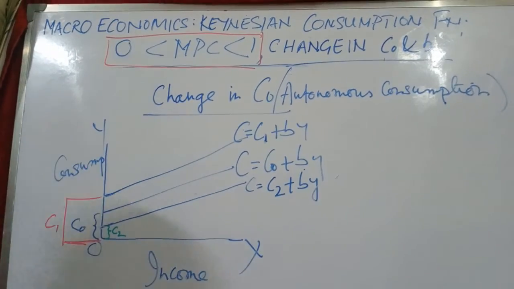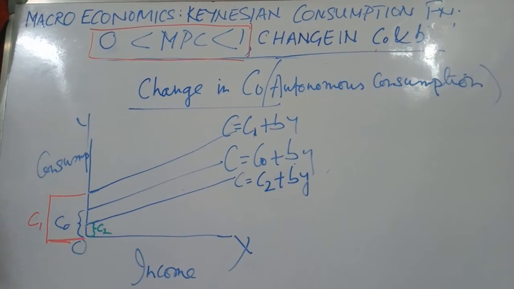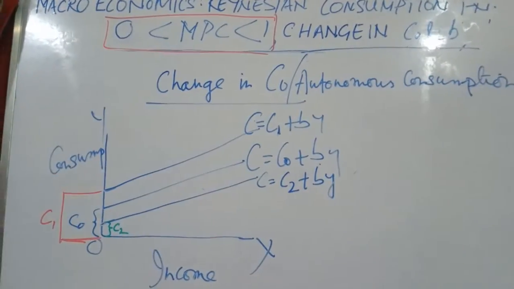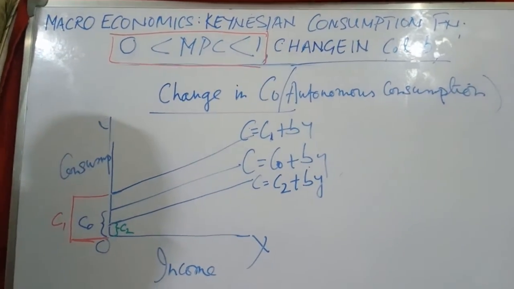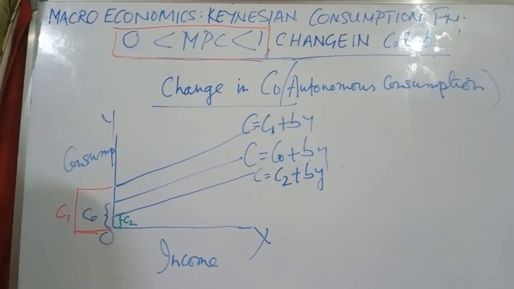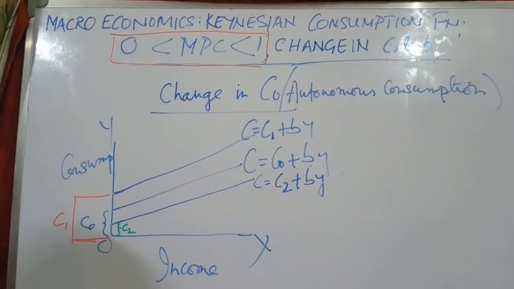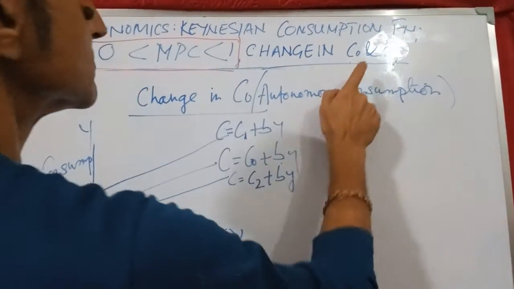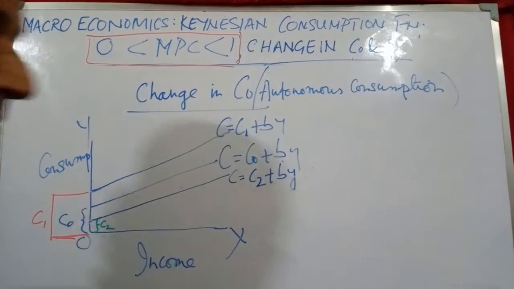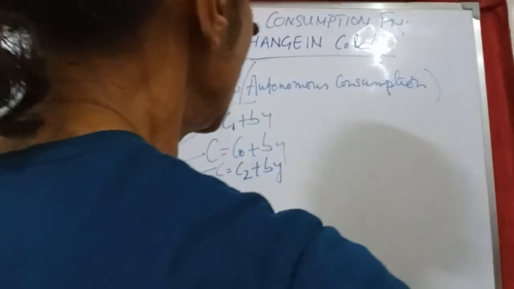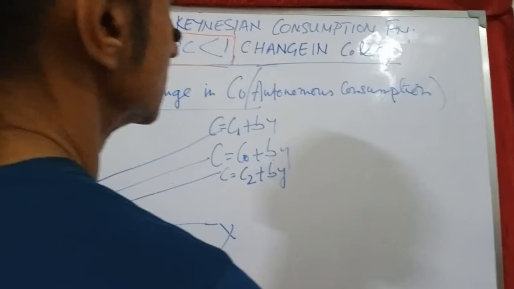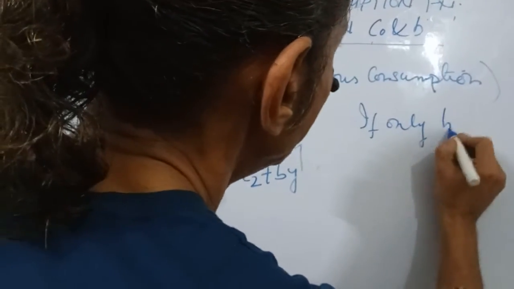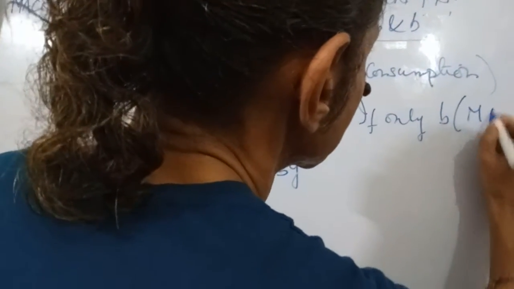Now we will see what happens if MPC changes without any change in autonomous consumption and income of the consumer. Only marginal propensity to consume, that is MPC, that is B in the equation, changes. Then what will happen? If only B changes. B means MPC.